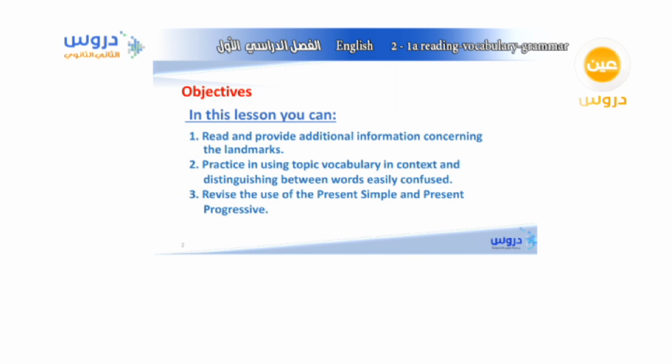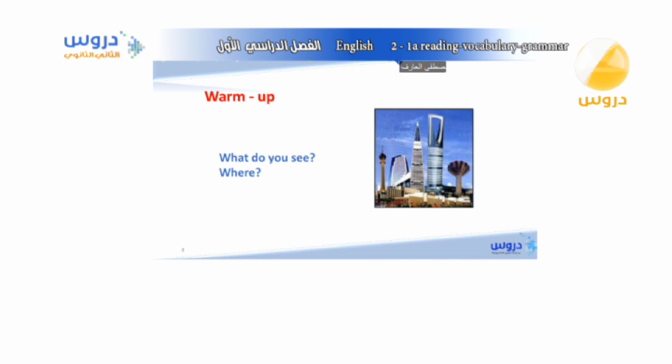So let's go on to our first objective, which is, as you can see in this picture. So Fahd, what do you see here in this picture? What do you see, Fahd, in this picture? These are, yes, towers. Do you know where these towers are? Yeah, I know. Please write in English.